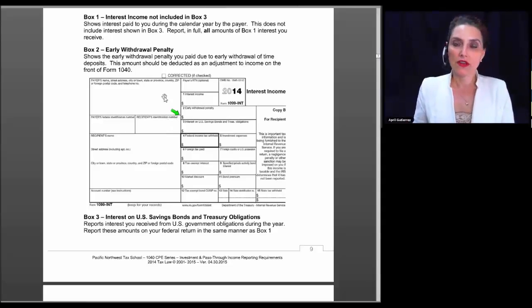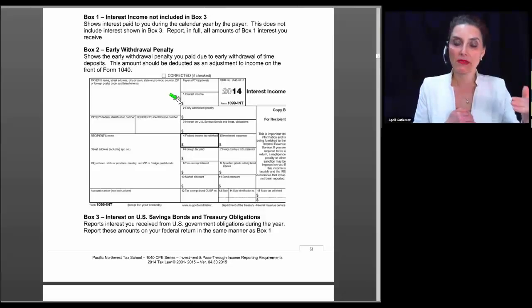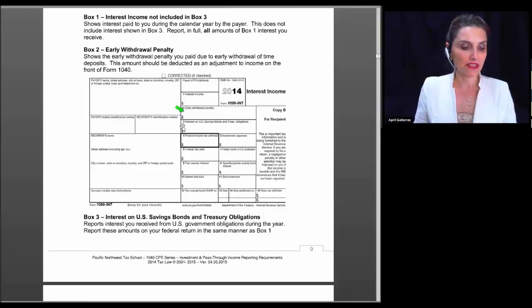The IRS wants you to know that any early withdrawal penalty appearing in Box 2 does not reduce the reportable interest income on line 8 of your tax return. So you're going to go to line 8 of the 1040 and report your interest income in full. But if you paid an early withdrawal penalty, you'll actually deduct that as an above-the-line deduction lower down on the front page of the 1040.